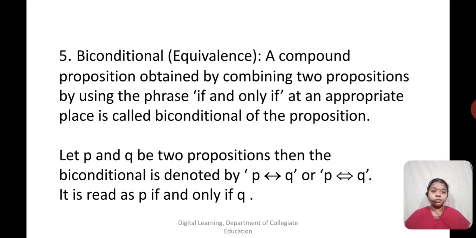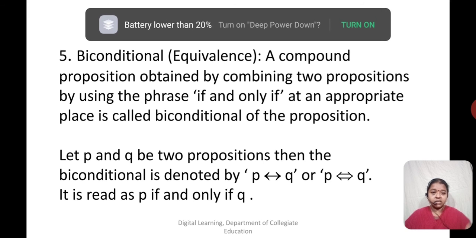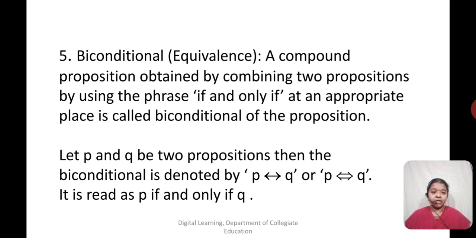The last one is biconditional, which we also call equivalence. A compound proposition obtained by combining two propositions by using the phrase if and only if at an appropriate place is called biconditional of the proposition. So here we say let P and Q be two propositions, then the biconditional is denoted by a double-sided arrow mark or double implication. It is read as P if and only if Q.